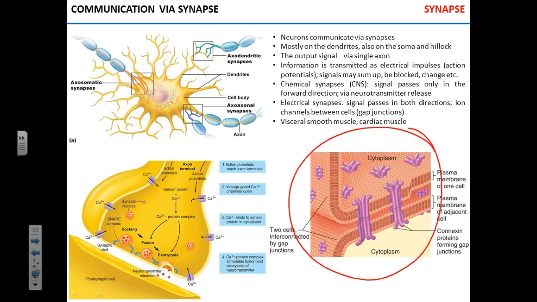The electrical synapse enables communication between the cells by means of ionic flow. Ions are exchanged from one cell to another and back. And this synapse can work in both directions.